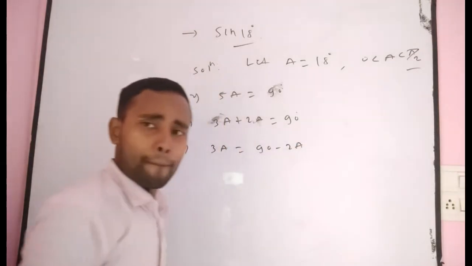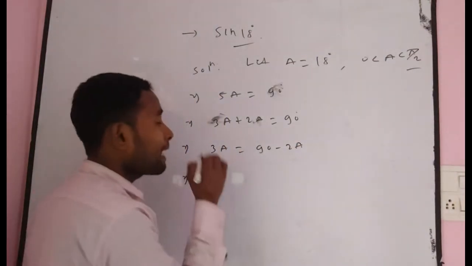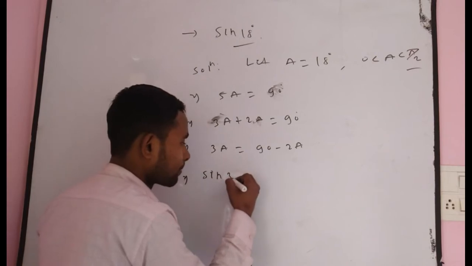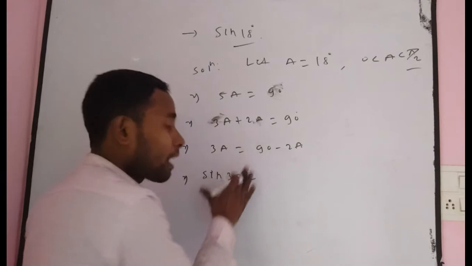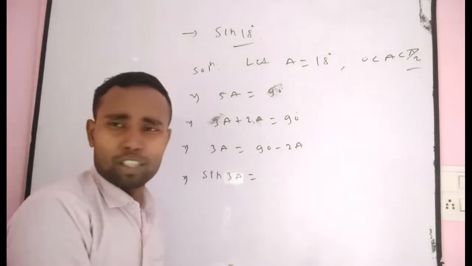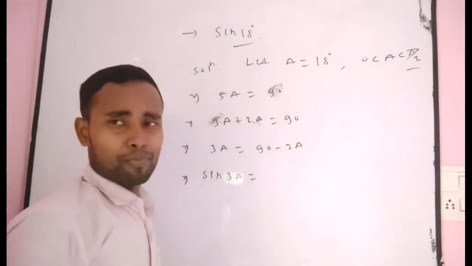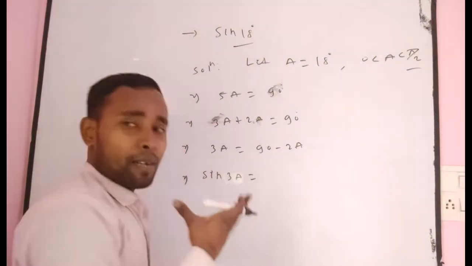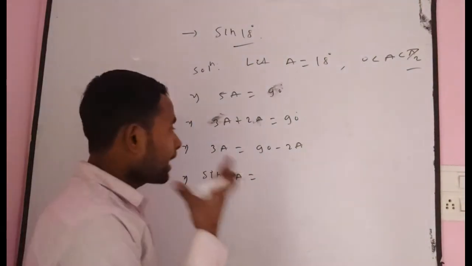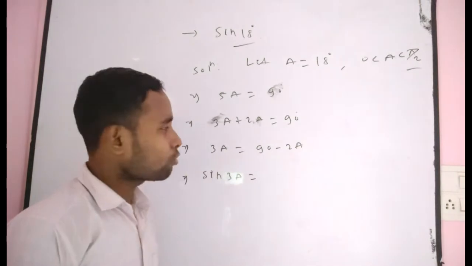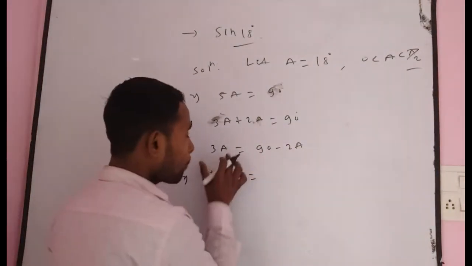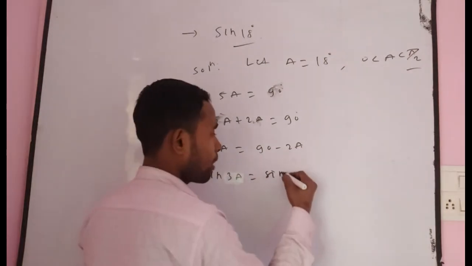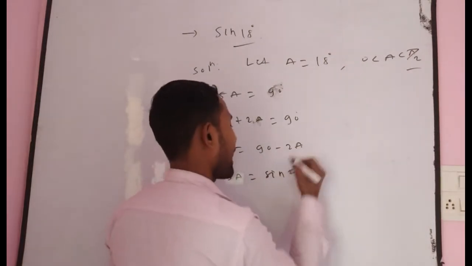Now you have to simply apply sin on both sides, because both angles are the same. If both angles are the same, then you can apply any trigonometric function on both sides, any logarithmic function on both sides, any inverse trigonometric function on both sides. You can apply any manipulation on both sides. So we use sin on both sides: sin 3A, and similarly sin 90 minus 2A.